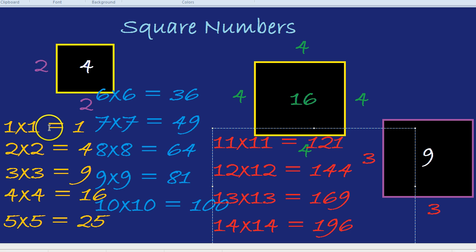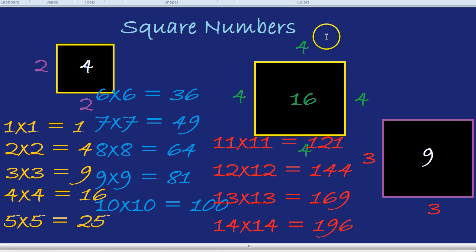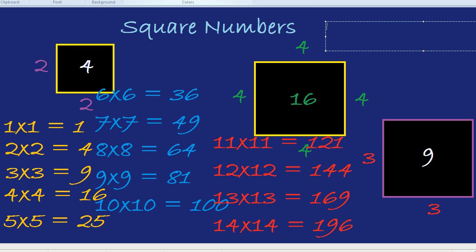Admittedly, the square numbers from 1 to 10, so 1, 4, 9, 16, 25, 36, 49, 64, 81, and 100 are the most common. They're the ones you really have to memorize. These extra 5 are still quite useful though. Let's do the last one, 15 times by 15, which equals 225. So 225 is a square number.